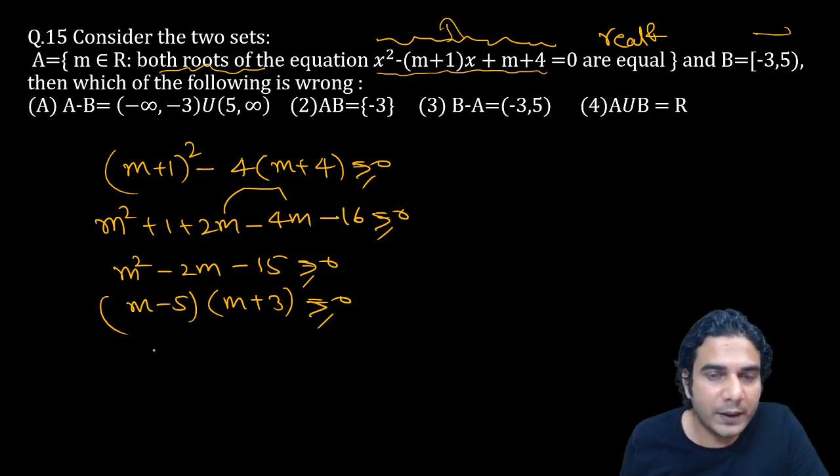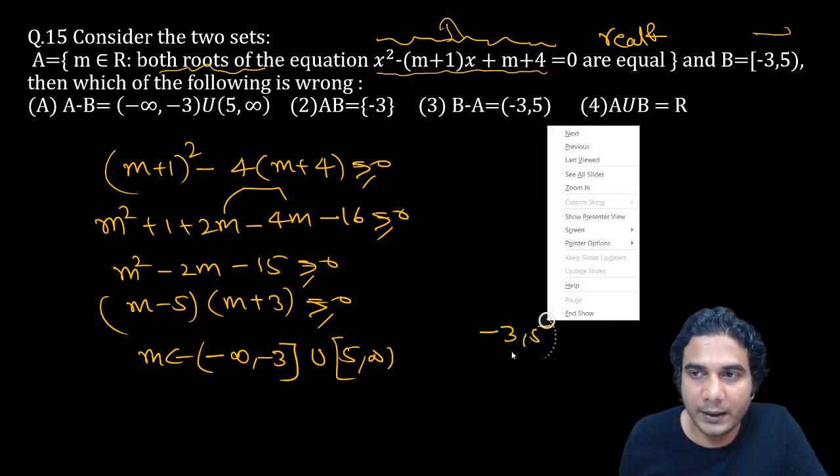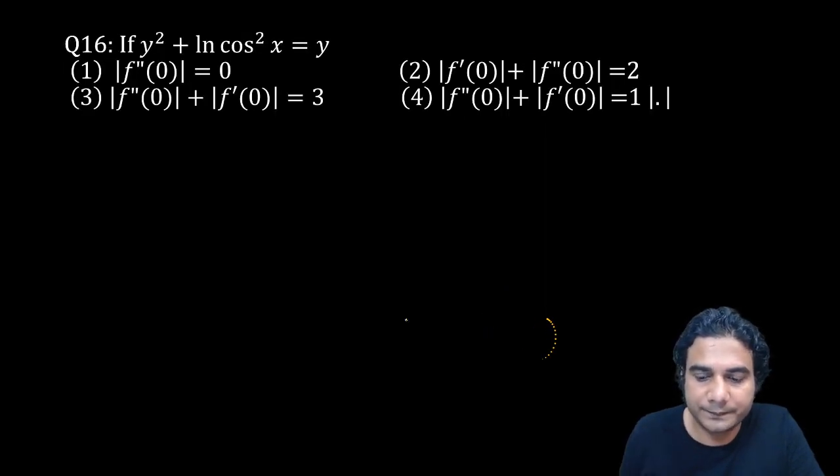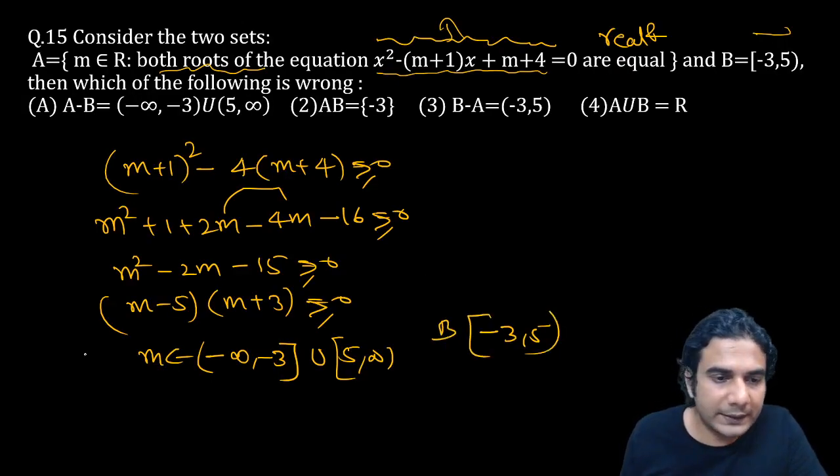Okay, so if I consider real and equal, then the answer will be m belongs to minus infinity to minus 3 closed union 5 to infinity. All right, and the second set is minus 3 to 5. This is set B, and this is set A.